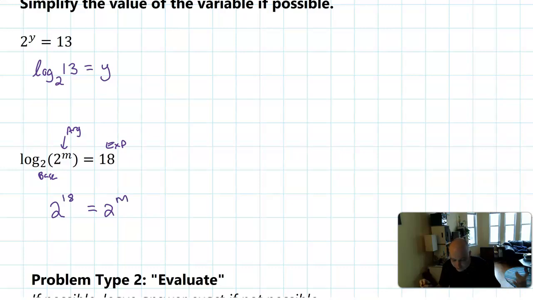Now, here's something cool. We actually are able to solve for m because we have this matching base on both sides. We can now say confidently that 18 is equal to m. So sometimes switching the form, even if it's complicated in expression, can let us solve for things that we couldn't solve before. And that's one of the main values of logarithms, is that they let us solve expressions with exponents that we couldn't solve before.